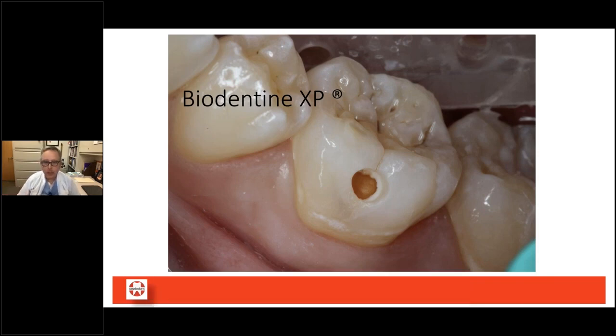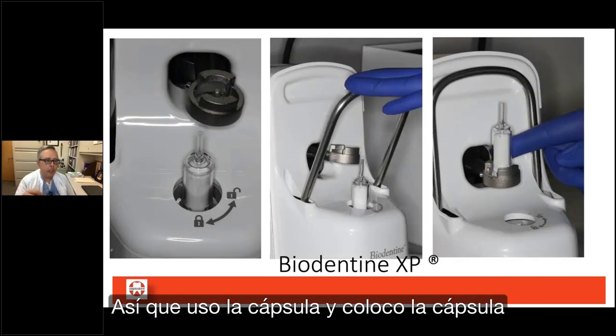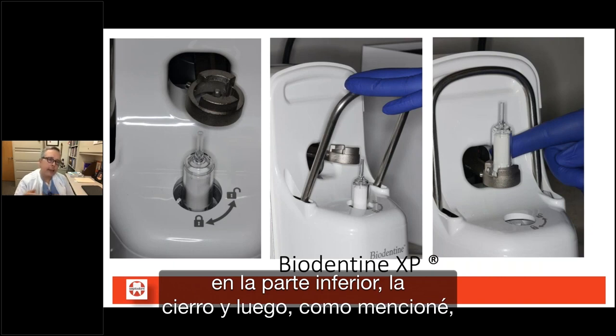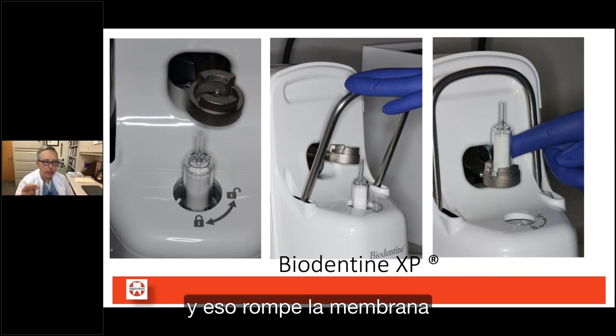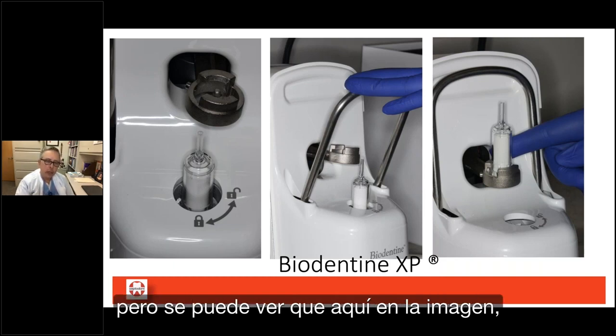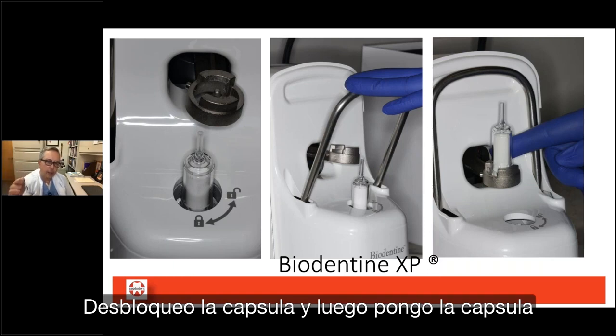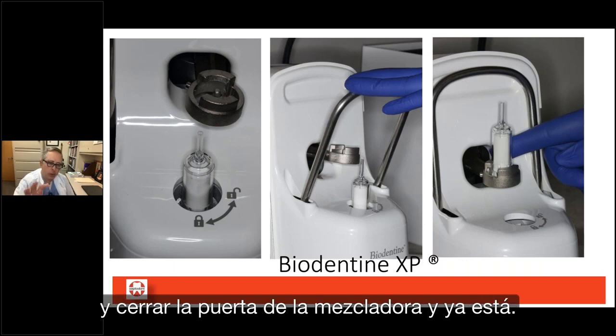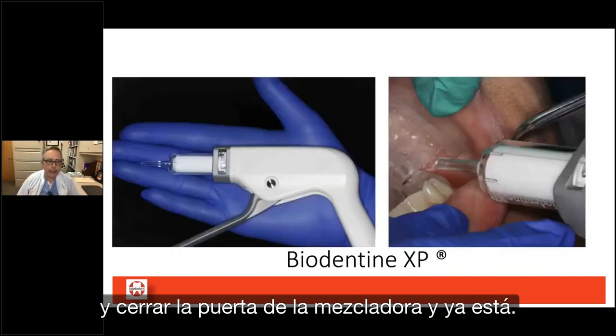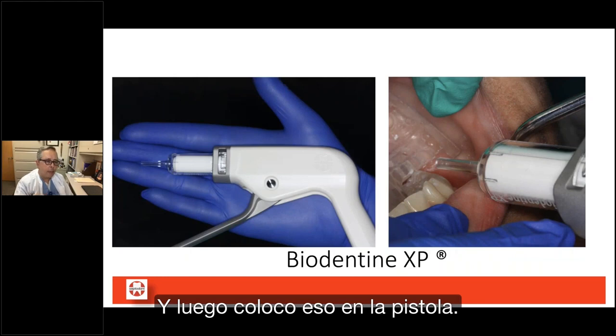So I use the capsule, place the capsule in the bottom, lock it, and then, as I mentioned, I just push down the bar, and that will break the membrane that separates the powder from the liquid. I didn't explain this very well in the previous slide, but you can see it here in the picture. I unlock the capsule, put the capsule in the upper place, lock it again, close the door of the mixer, and that's it. Then I place that in the gun.